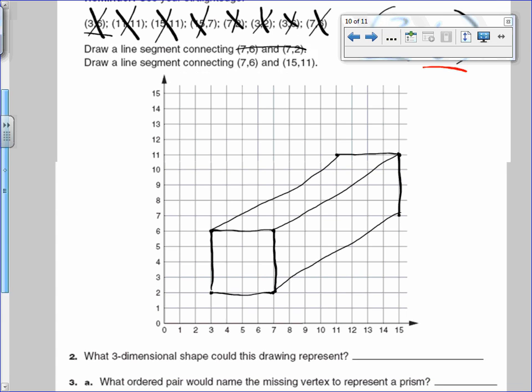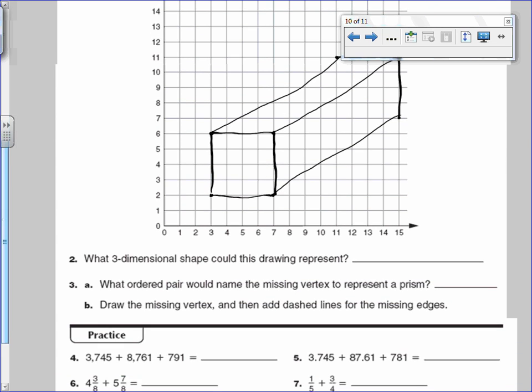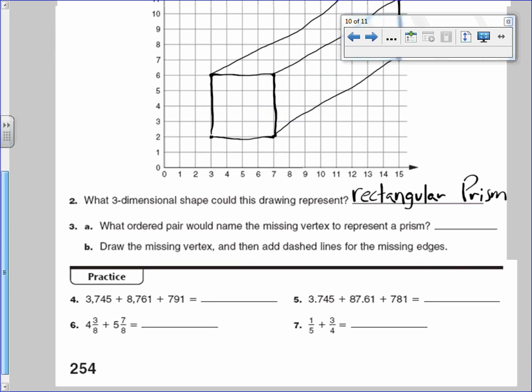All right, so we have a shape kind of formed here. The bottom says, what three-dimensional shape could this drawing represent? Well, to me, it looks like it's representing a rectangular prism. If you're not very familiar with these shapes, these three-dimensional shapes can be a little more difficult. Your student's reference book is a great guide. It gives you all of these three-dimensional shapes. It's a good place to find that information if you're struggling labeling these shapes.